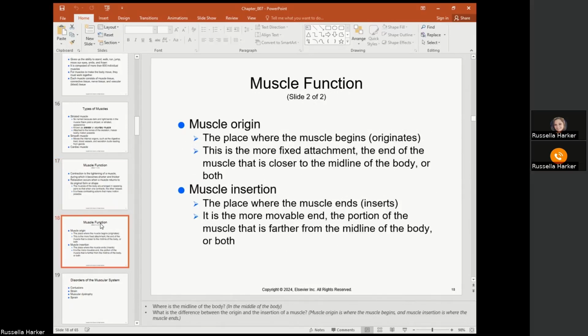Origin, you need to know the word origin. That's where the muscle begins, or the more fixed attachment of the muscle. So that's the end of the muscle that is closer to the midline of the body, or both. So muscle origin, that's where the muscle begins or originates. And muscle insertion, you need to know what insertion is. The place where the muscle ends or inserts into the body or the bone. It's the more movable end of the muscle, and it's farther away from the midline of the body, or both. So you do need to know what origin and insertion are.